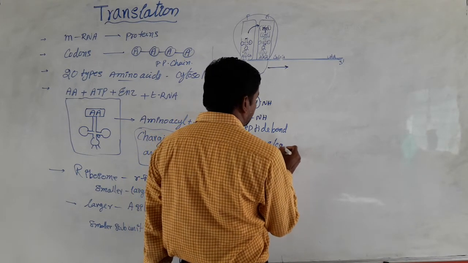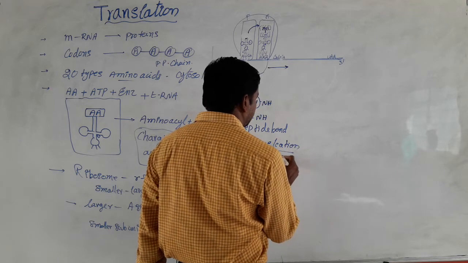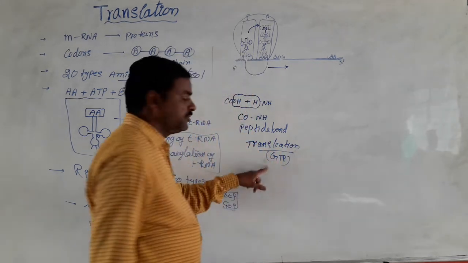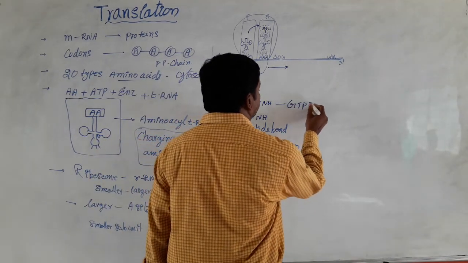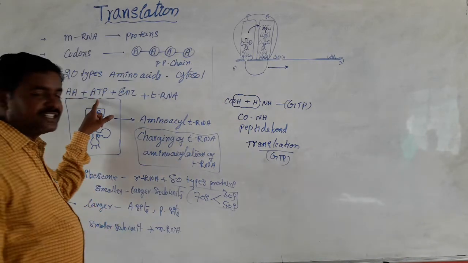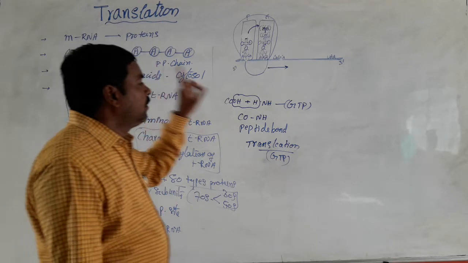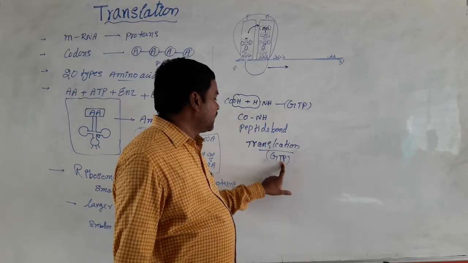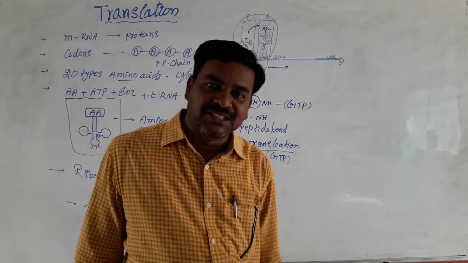This is called translocation. This translocation also requires one molecule of GTP. And bond formation also requires one molecule of GTP. For activation of an amino acid, every amino acid requires one ATP. And for bond formation and translocation of the ribosome, every amino acid requires two GTPs.